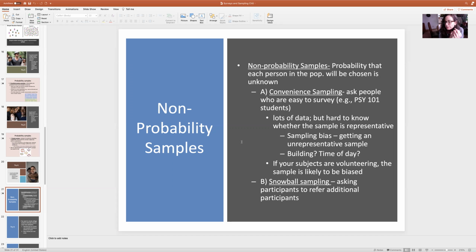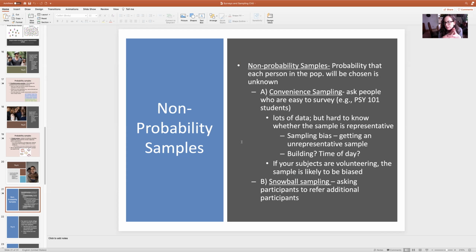There can be sampling bias, and that's the sense that you get an unrepresentative sample. If you're trying to represent all students, Psych 101 students are only going to be mainly freshmen. Also, it's going to matter what building you're in, what time of day you do it, even for the class. A 9 o'clock class is not the same group of students as a 5:30 class. It's not going to be necessarily representative of all students. Neither one is. If your participants are volunteering, the sample is likely to be very biased. If you say, hey, what students want to participate in my study, certain kinds of students are going to participate and others will not participate.